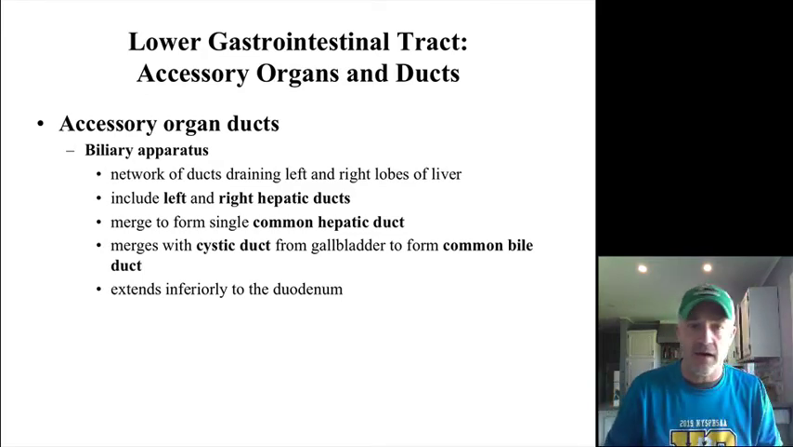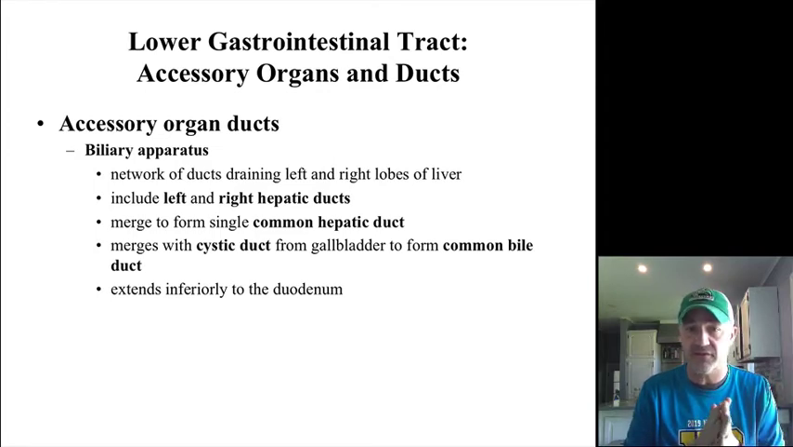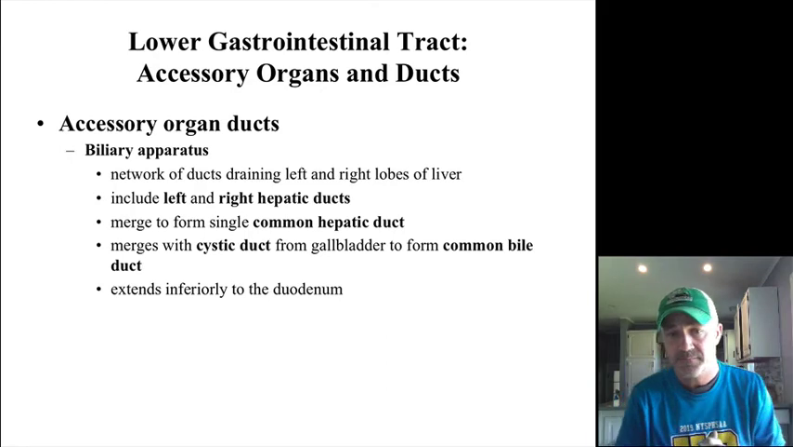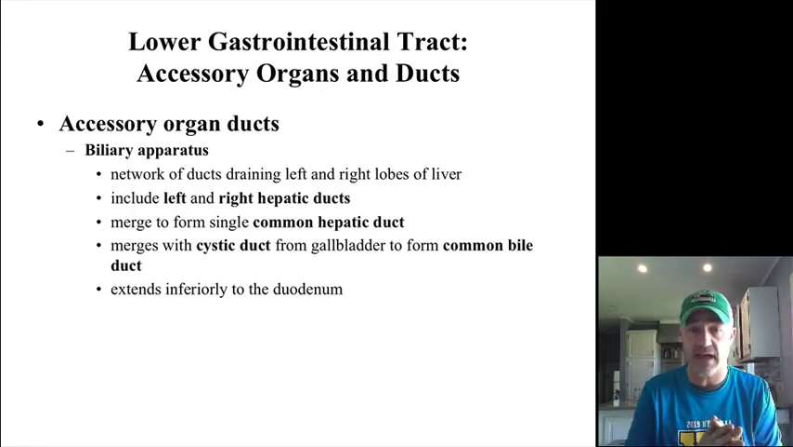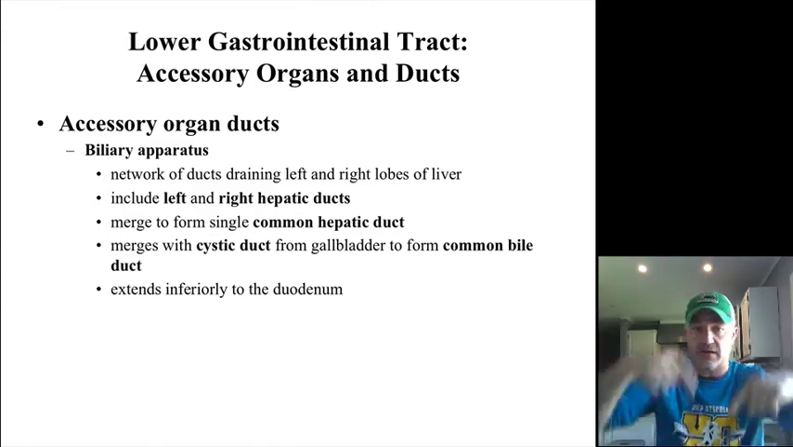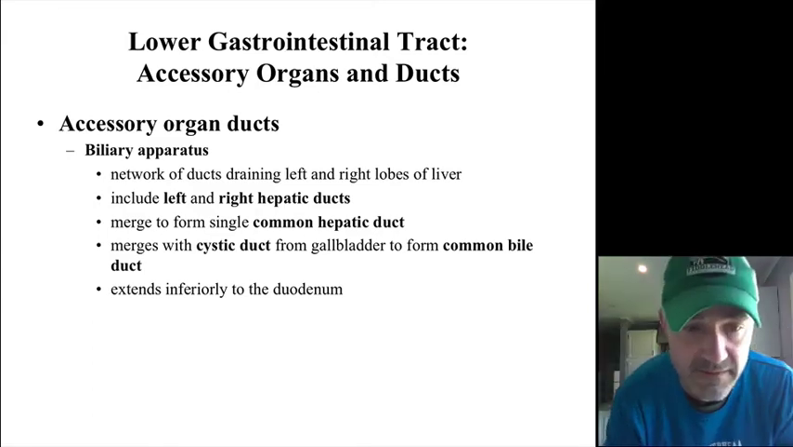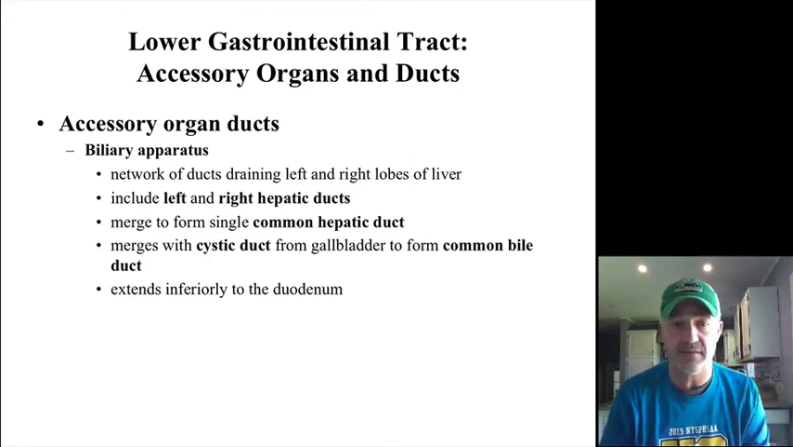So we're going to see the liver actually makes bile, and it's going to have two main ducts that drain bile from the liver. You have left and right hepatic ducts that merge together to form a single common hepatic duct that comes down to a point and merges with another duct that goes up to the gallbladder called the cystic duct. Beneath that, we have the common bile duct that goes down and empties into the duodenum.